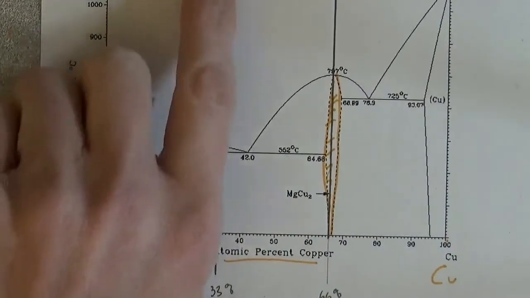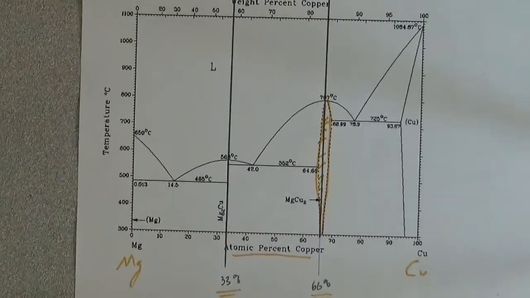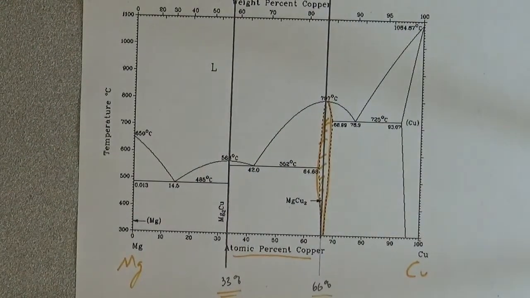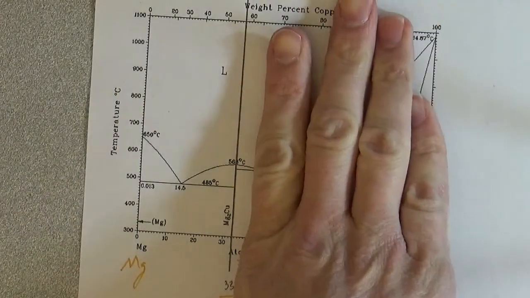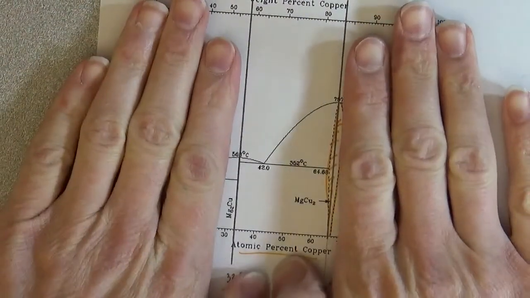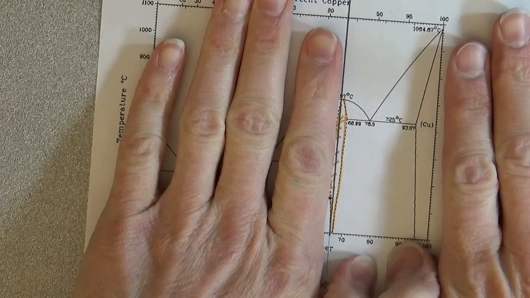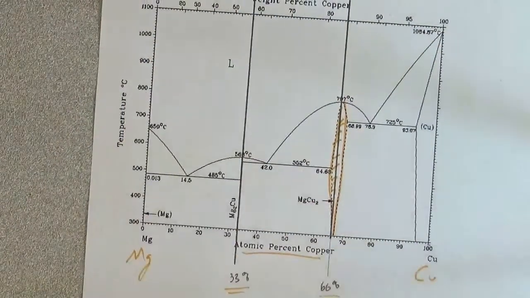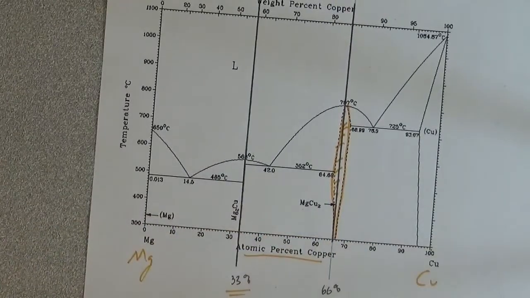But again, I drew these vertical lines in my notes, and you can see that's a eutectic, a binary eutectic. That's another binary eutectic, and that's another binary eutectic. So this is another example of a phase diagram that can be broken up into little sub-diagrams.